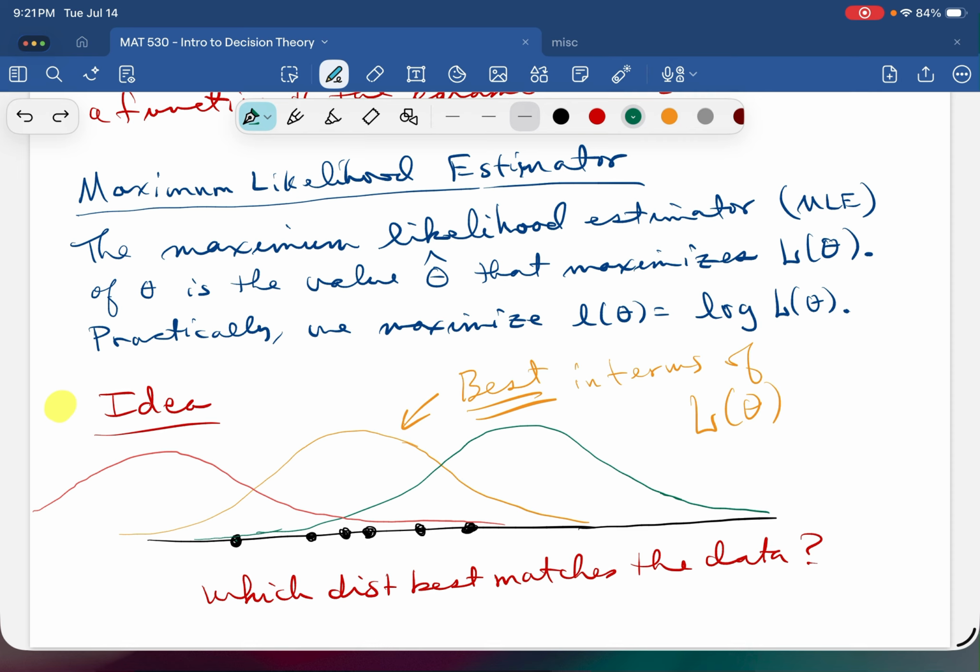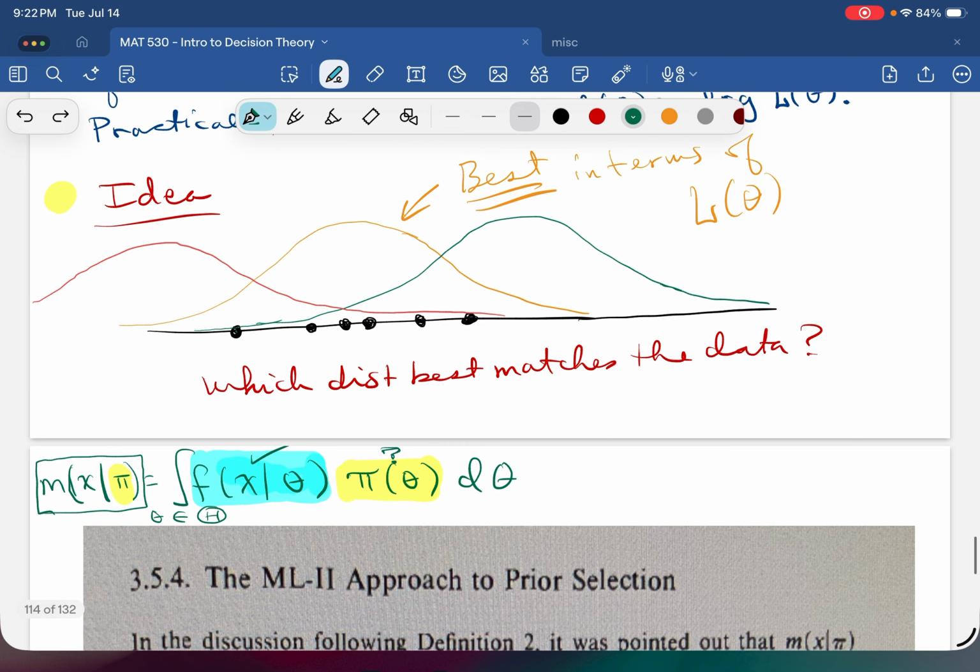So then the question is, how do we quantitatively identify the orange as the best? Well, we simply multiply all of those likelihood values together based on the curve that we're considering. And then we choose the value of mu, the center, so that product, that likelihood function, is maximized. And therein lies the source of the name of the method, maximum likelihood estimator.